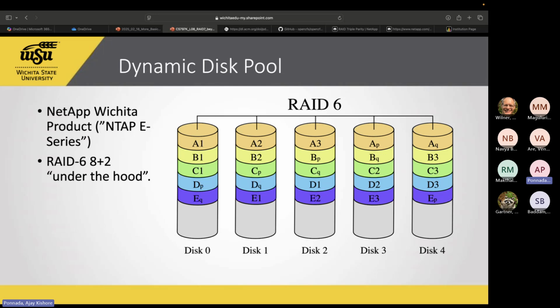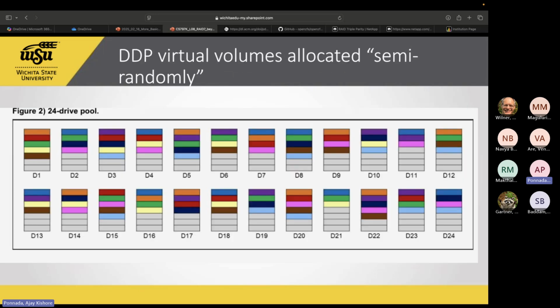It's RAID 6. So, dynamic disk pooling. This RAID originated from Wichita at NetApp. The thing you need to know: DDP, dynamic disk pooling, virtual volumes are allocated semi-randomly. So here's the question: instead of doing it in 24 drives, we can shrink it to a smaller number of drives. It saves us cost.